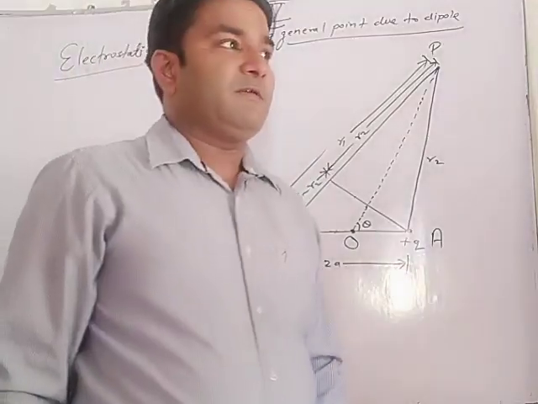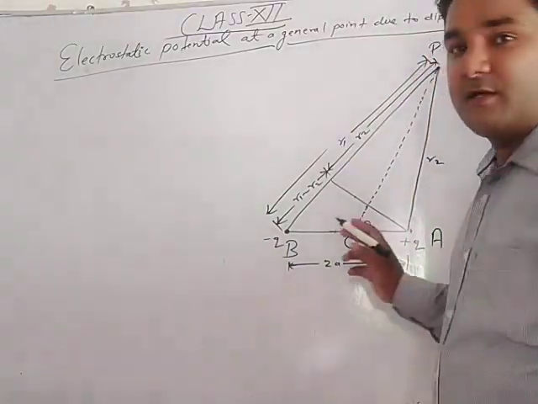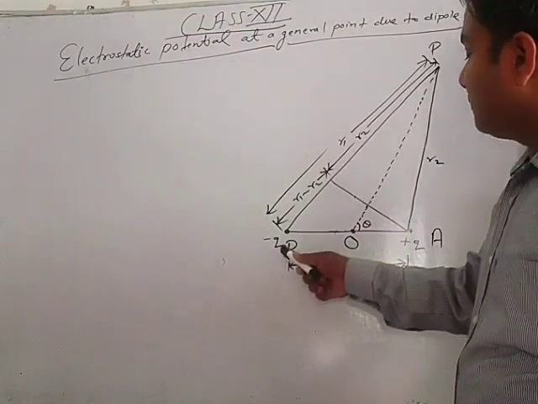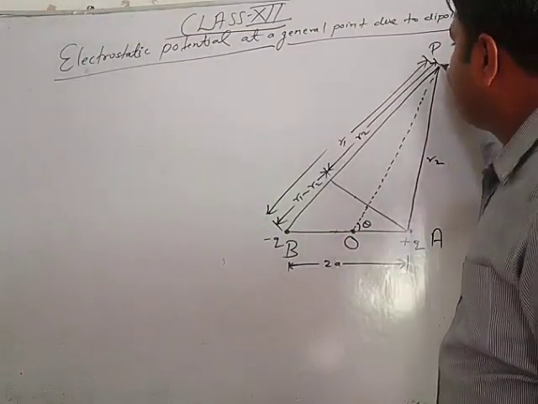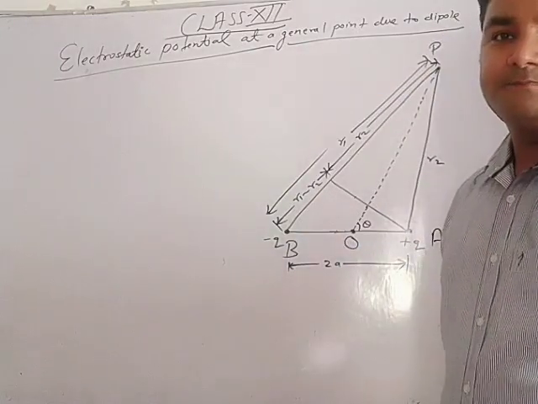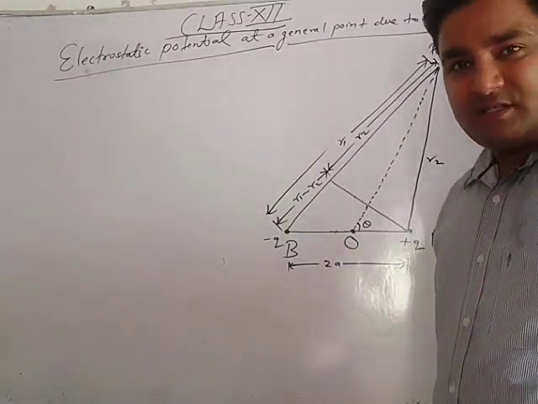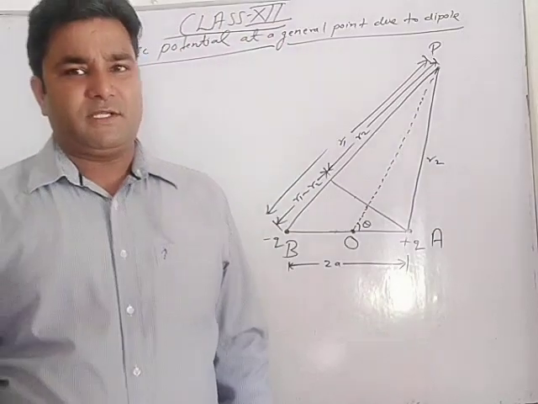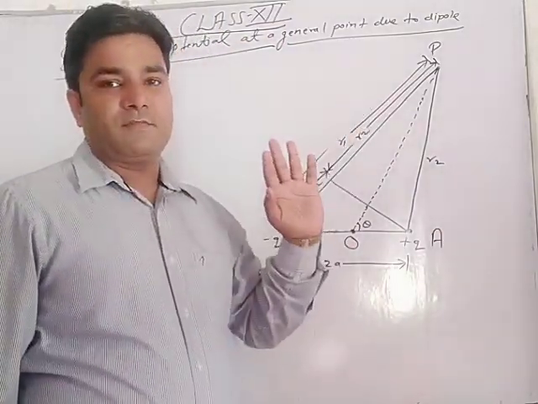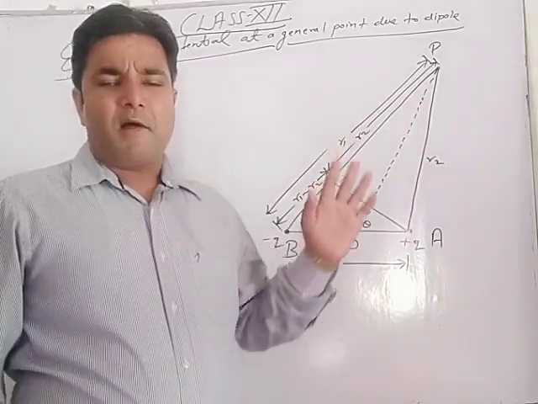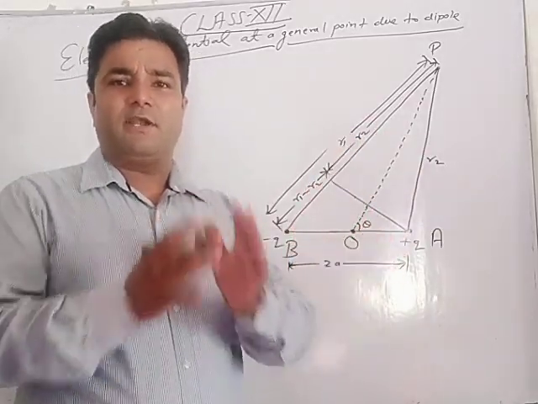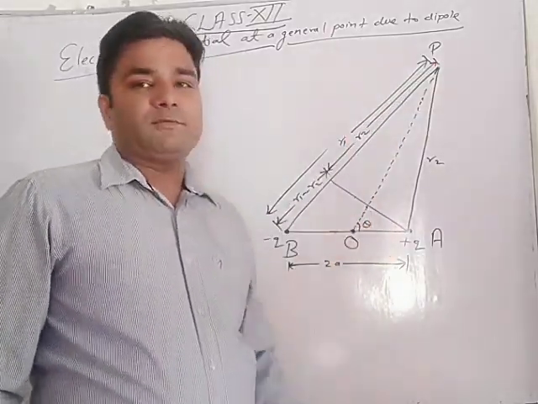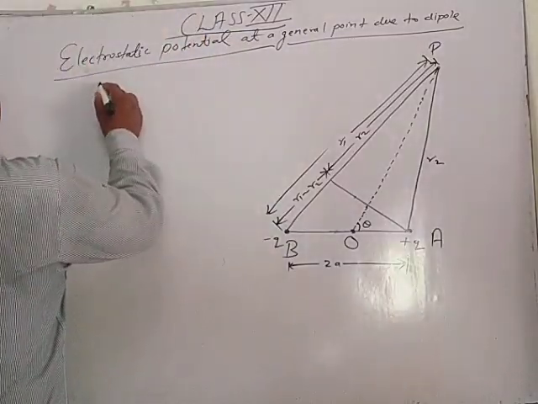Whenever everything is clear in the diagram, then you can derive the formula very easily. Here plus q and here minus q both lie at points A and B, and we have to calculate the value of potential at point P. So what will be the important concept? In the beginning we will find the potential due to minus q charge at point P and due to plus q charge at point P. Potential is a scalar quantity, so we will add them to calculate the resultant potential at point P due to this dipole configuration.